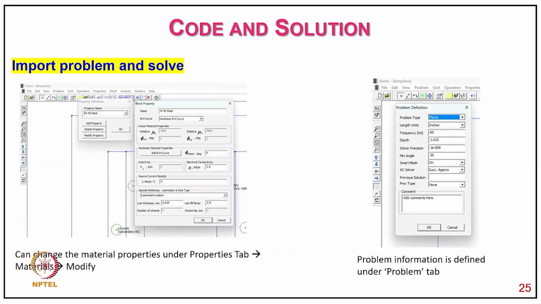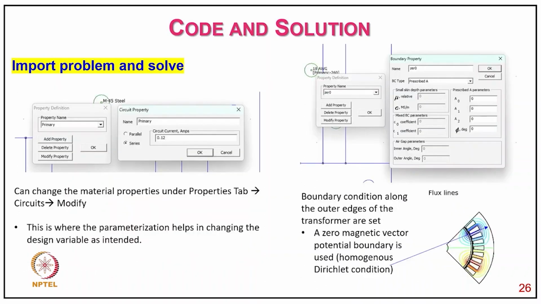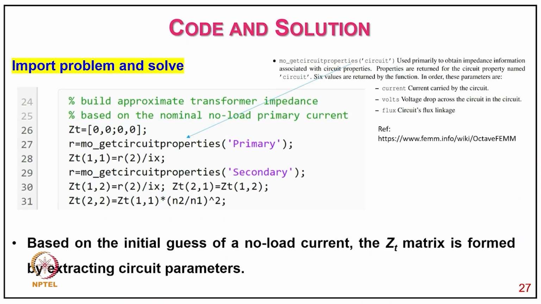Typically you can change the material property using the property tab, modify material as shown in this diagram, and then the problem information is defined under the problem tab. Circuit modify is where the parameterization helps in changing the design variable as intended. Here is the boundary condition along the outside edges of the transformer, and a zero magnetic vector potential boundary chooses the homogeneous Dirichlet condition, and this is typically the problem.